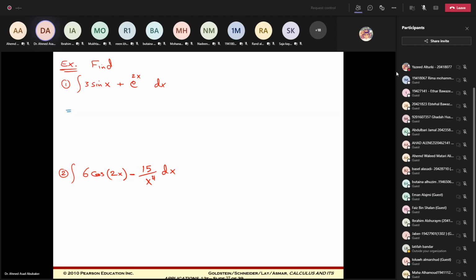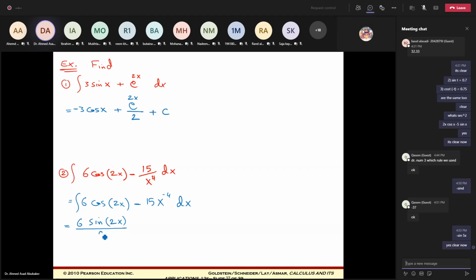The solution equals, this is 3, put the 3. The integral of sine equals negative cosine, plus the integral of e to the power 2x, which is the same, e to the power 2x over the coefficient of x, which is 2, plus c, like this, directly. Now, this is equal to what? This is the integral of 6 cosine 2x, but we must put the x in the numerator. So to raise the x, we must convert the exponent. Now the integration equals 6, the integral of cosine is sine, we have 2x, but over 2, minus 15 x to the power negative 3 over negative 3 plus c.